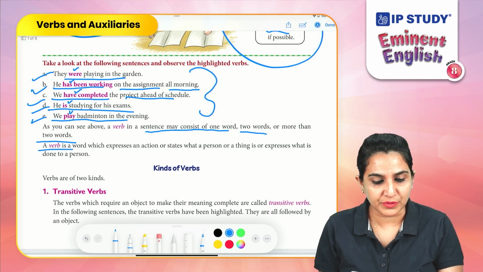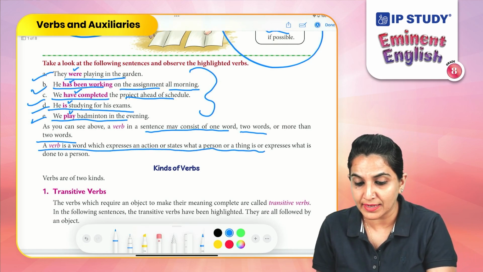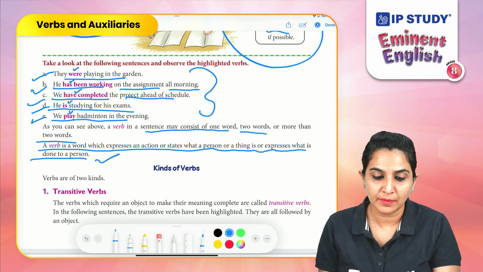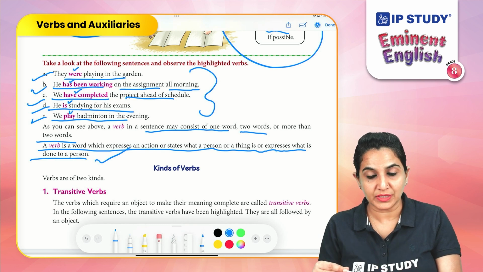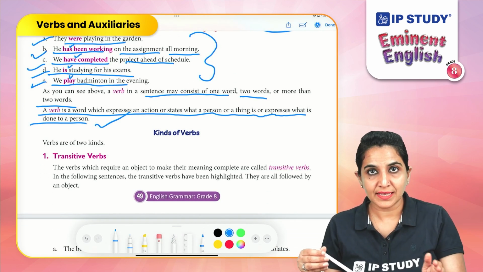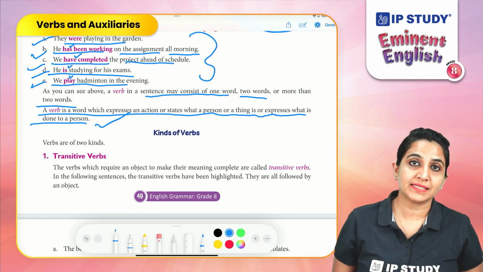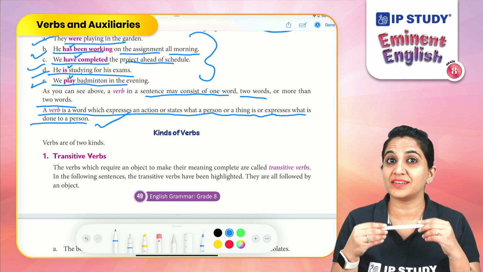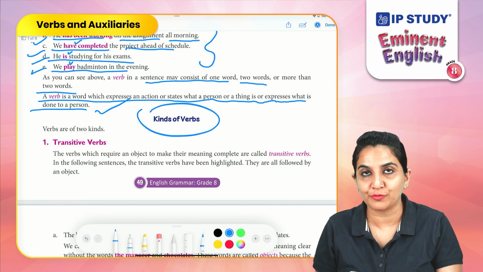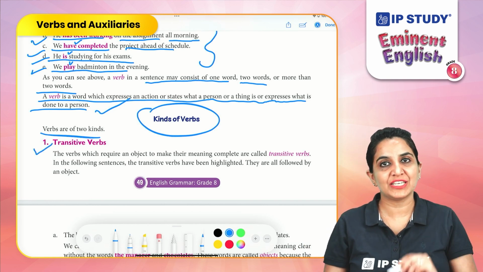A verb is a word which expresses an action or states what a person or a thing is, or expresses what is done to a person. So verb is an action word which states what a person or a thing is. That means the state of being, or expressing what is done by the person or what is done to a person. Let us understand what are kinds of verbs. There are two kinds of verbs, transitive verbs and intransitive verbs.